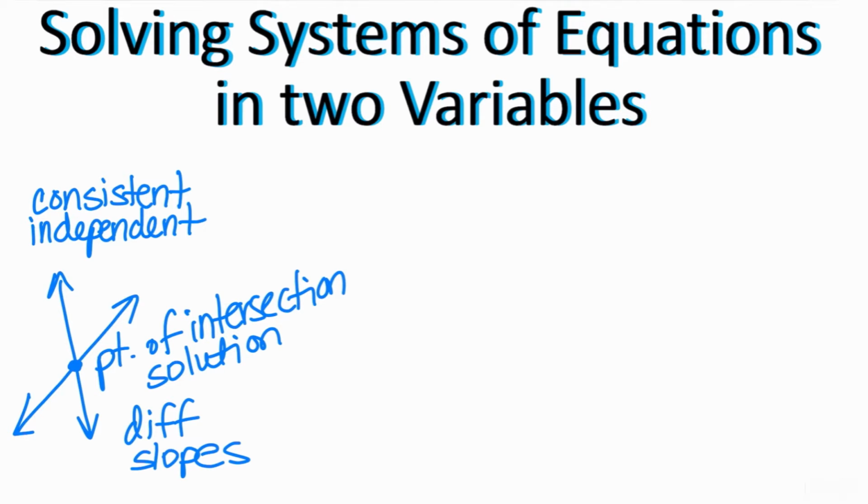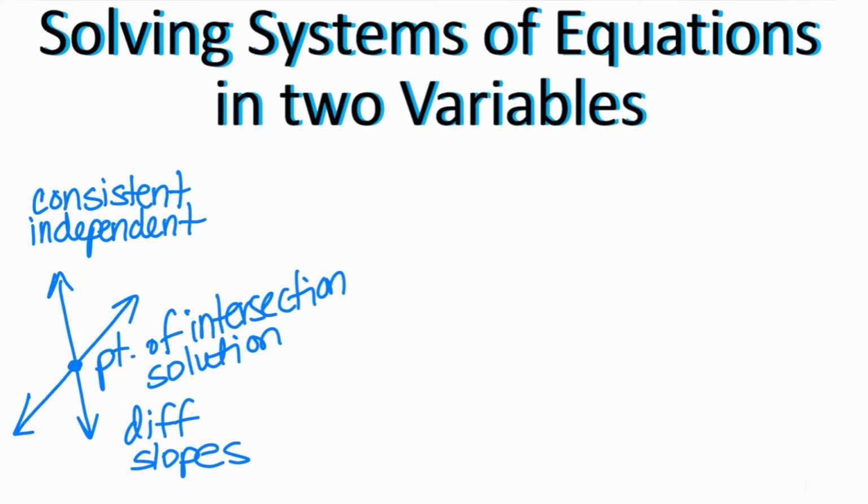Okay, so right now, if you take two lines and they cross, they're going to cross at exactly one point. We're going to call that system consistent and independent. And I can tell right away if I see the equation written in y = mx + b slope-intercept form, as long as they have different slopes, I know that they're going to cross.